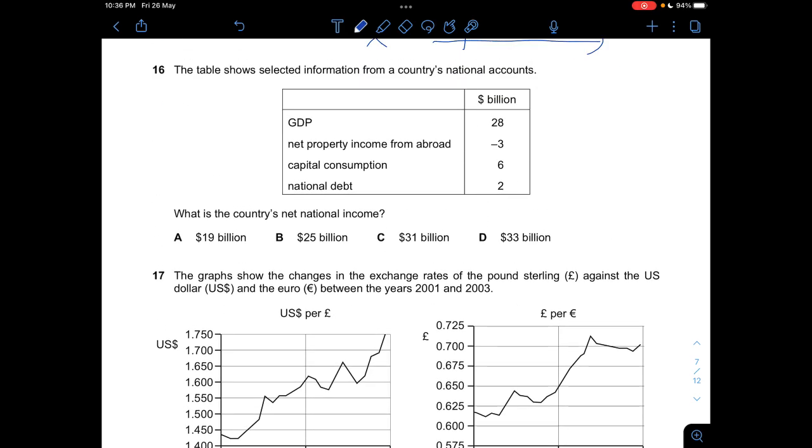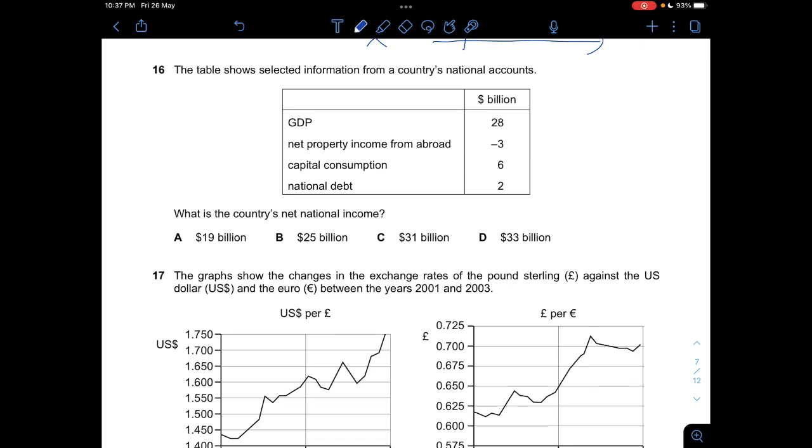The table shows selected information from a country's national account. So you can see GDP is 28 billion. Net property income from abroad is negative 3 billion. And capital consumption is 6 billion and national debt is 2 billion. So GDP is 28, so net property income from abroad.